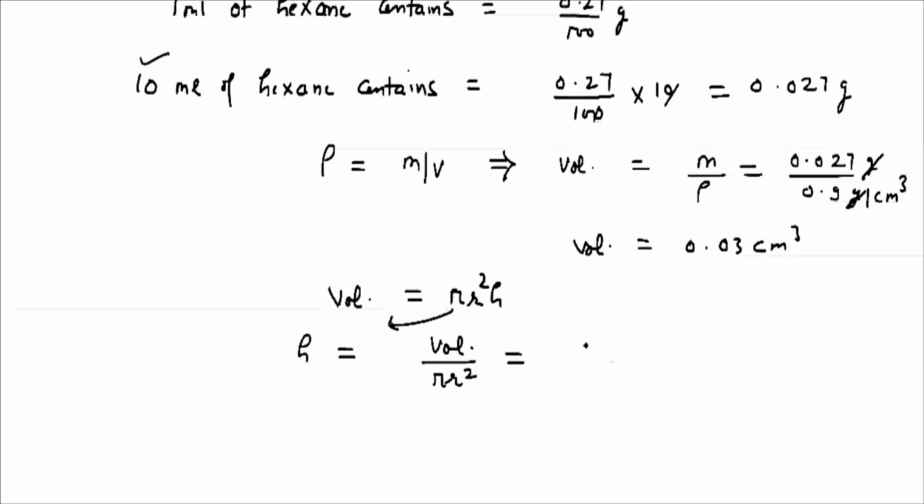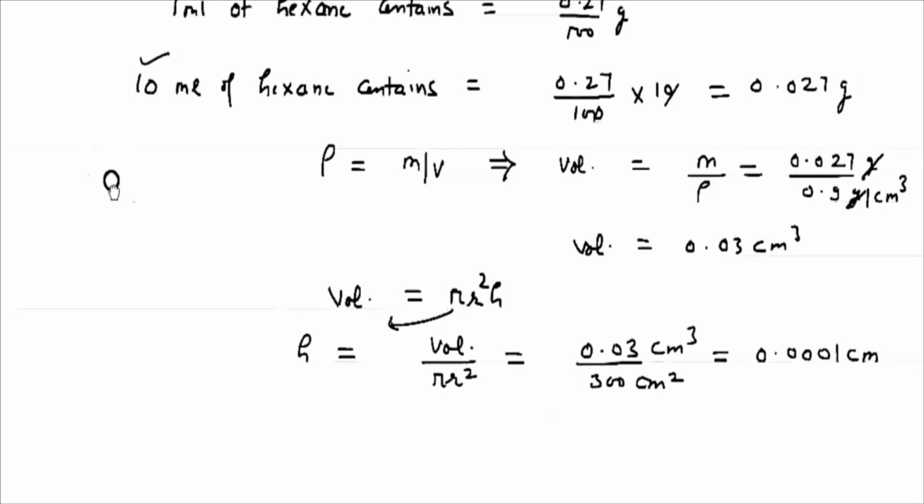Now this becomes 0.03 centimeter cube divided by 300 centimeter square, which is the area. So the unit comes in centimeter. This is one method to check it, and after solving you can easily calculate that the value comes out to be 0.0001 centimeter.